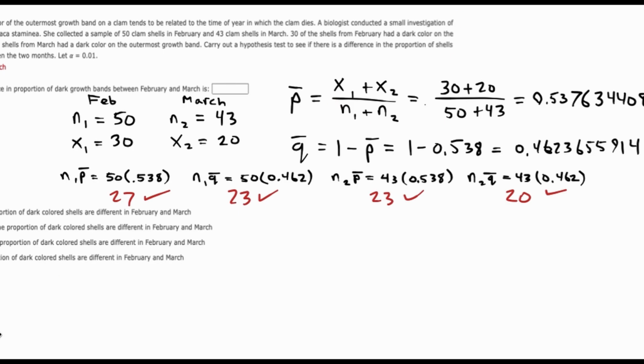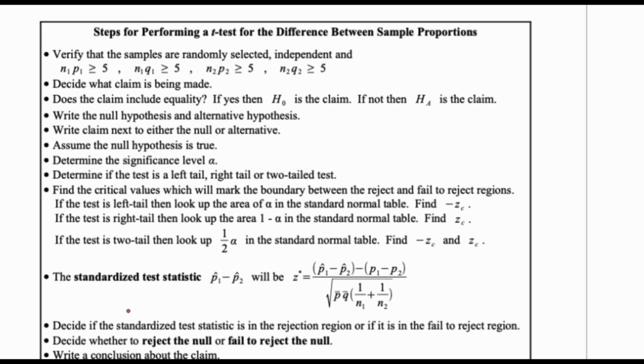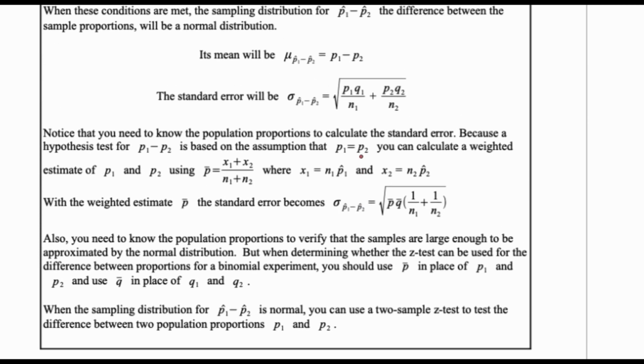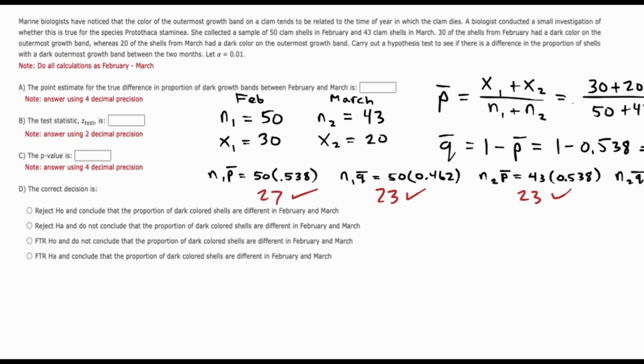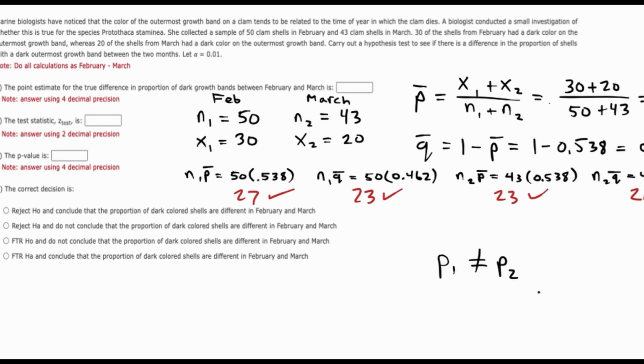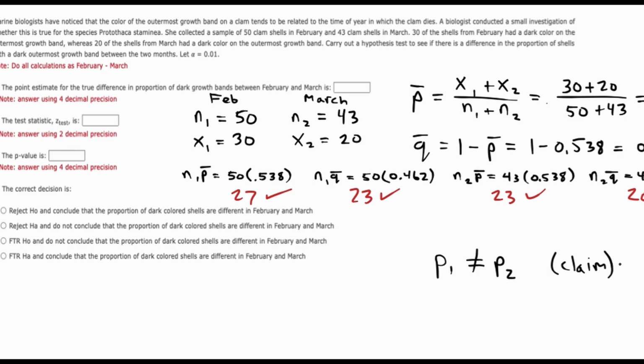Okay, next. According to the steps, we want to decide what claim is being made. Does the claim include equality and such? Find H0 and HA. Now this researcher wants to know, is there a difference between February and March when it comes to the color of these shells? And it says here, see if there is a difference in them. So I'm going to make the claim that the proportion of 1 is not equal to the proportion of 2. That is my claim as the investigator.